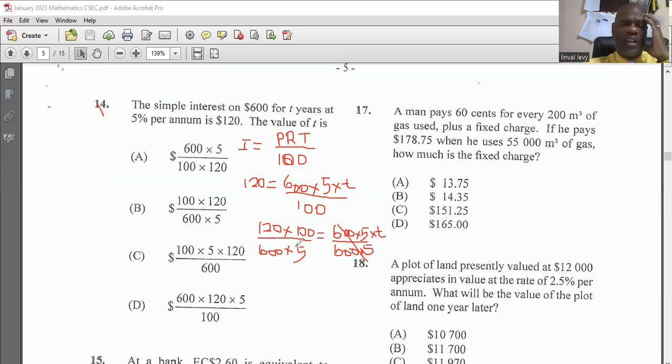So we can stop right there and we can check to see if we see the answer. All right, and I'm seeing that the answer is, where is it? 100 times 120 over 600. So the answer is B. All right? Answer is B.